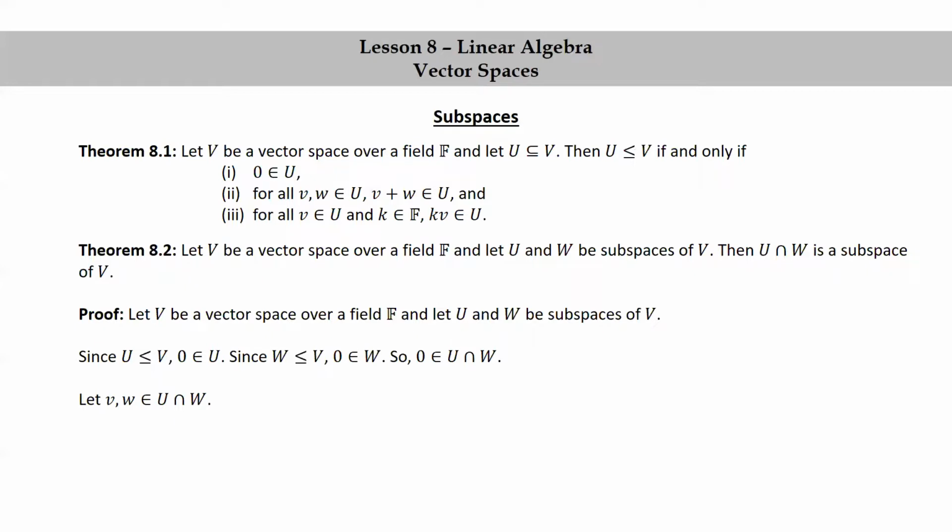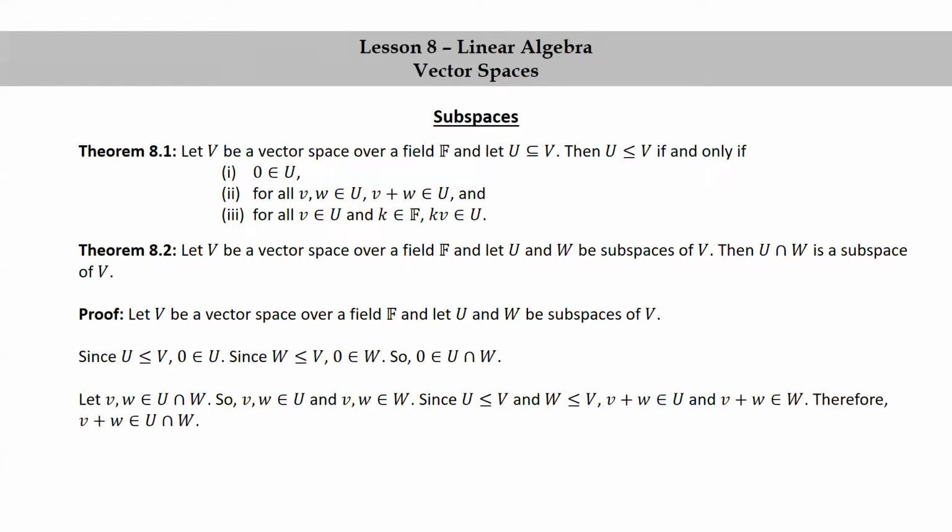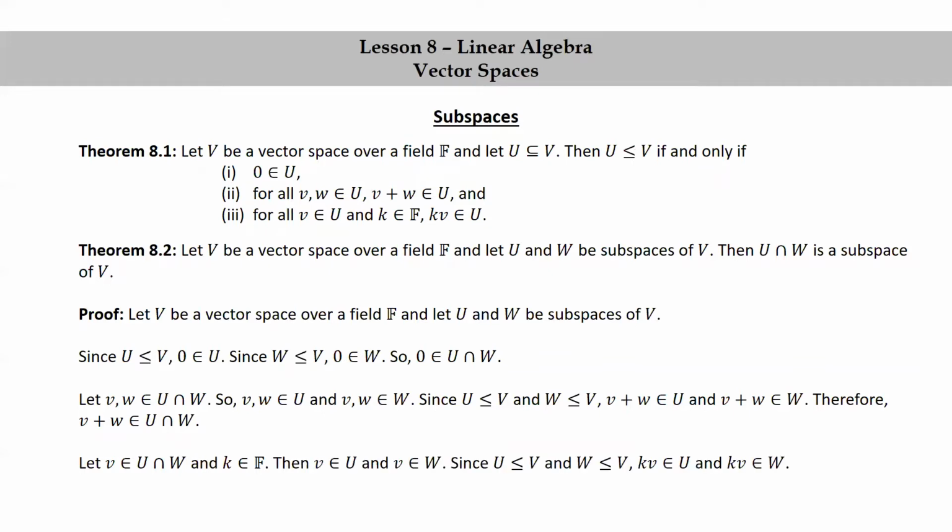Let v and w be in the intersection of U and W. So v and w are in U and v and w are in W. Since U is a subspace of V and W is a subspace of V, v plus w is in U and v plus w is in W. Therefore, v plus w is in the intersection of U and W. Let v be in the intersection of U and W and k in F. Then v is in U and v is in W. Since U is a subspace of V and W is a subspace of V, kv is in U and kv is in W. So kv is in the intersection of U and W. By theorem 8.1, the intersection of U and W is a subspace of V.